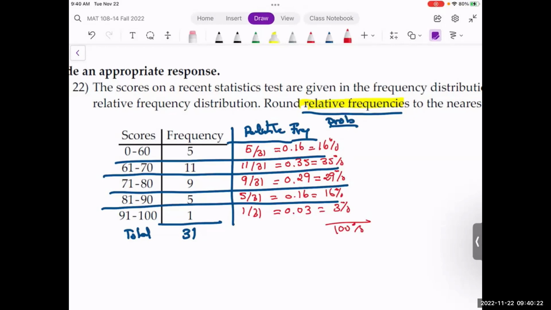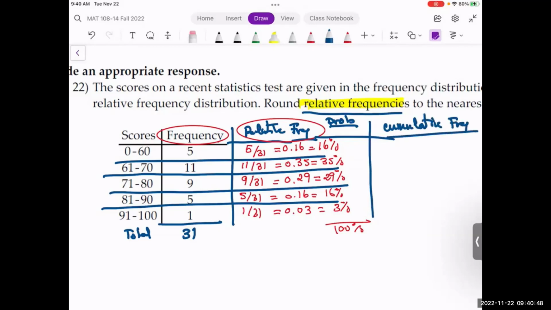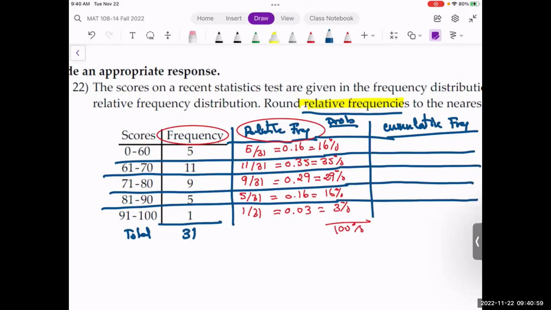Are we okay with the relative frequencies? Okay, let me add one more thing here. There are 3 types of frequencies. There is a regular frequency that we have here. There is a relative frequency here. And there is another type of frequency. What do we call it? Anybody remember? The question is done already. So there is another type of frequency which is called cumulative frequency. Do you remember how we get the cumulative frequency?